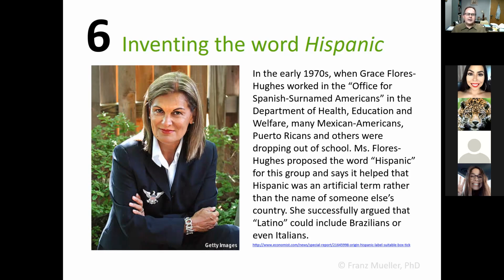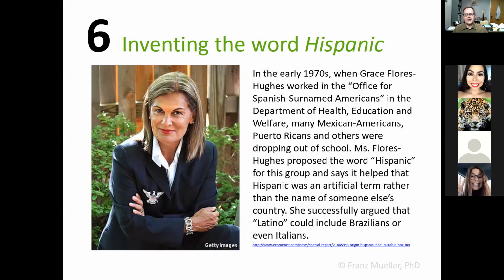And in her office, working for the Department of Education there, they had to describe a group of students who were dropping out of school at an unusually high rate. Some of these students were of Mexican American background, others were Puerto Rican, and so they were wondering what word to use to describe these students. And any sort of existing word didn't quite seem right.